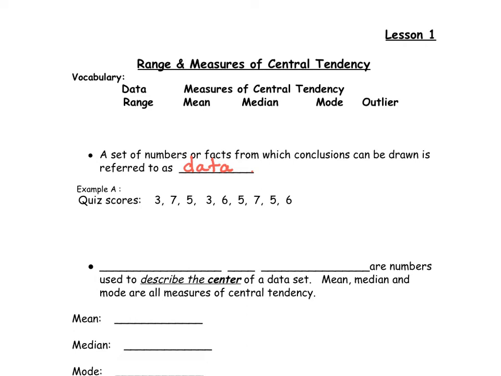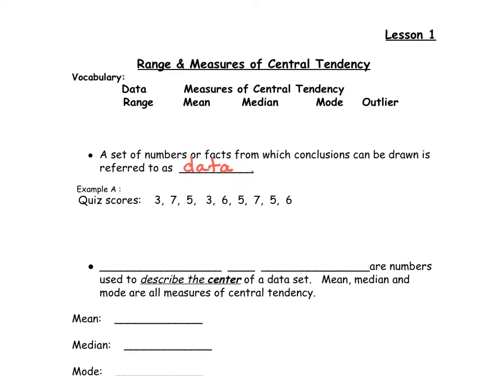And it gives us an example. So example A, this would be an example of data. Quiz scores, 3, 7, 5, 3, 6, 5, 7, 5, 6. So you notice up here it said conclusions can be drawn. So one of the conclusions I might draw from this is perhaps 7 is the highest number of questions. Maybe there's 7 questions, or that's the highest score, or perhaps it was out of 8 or 10. The probability of it being out of 100, I would say, would be very unlikely, because these scores would be quite low if it was out of 100. So this is a set of data.